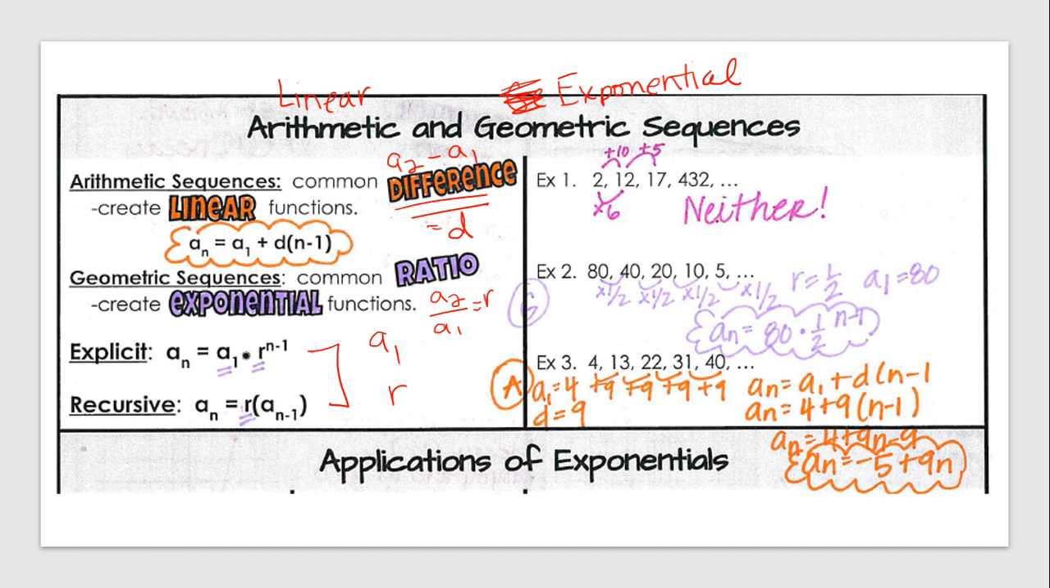And then if I look to see if it's exponential, I look for a common ratio. So 12 divided by 2 is 6, but 17 divided by 12 is not 6. So this one is neither. It's neither arithmetic or geometric.